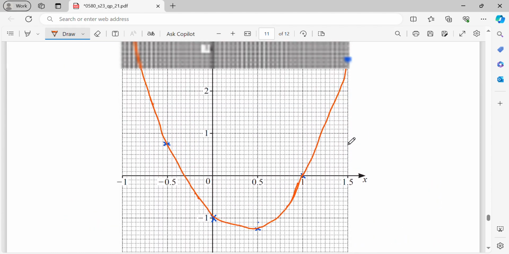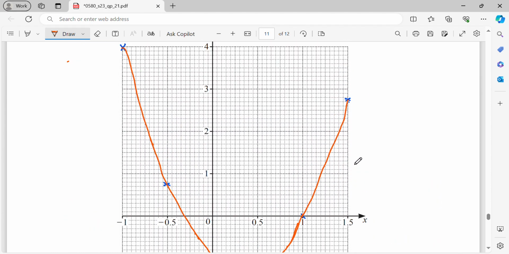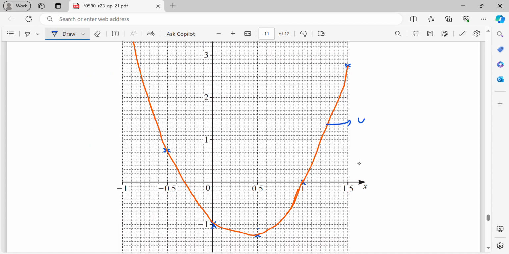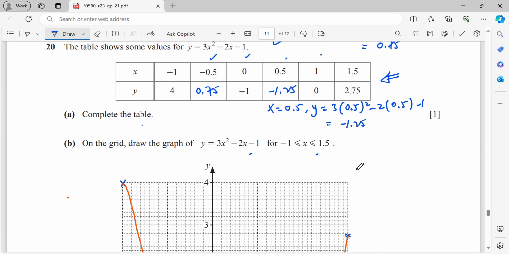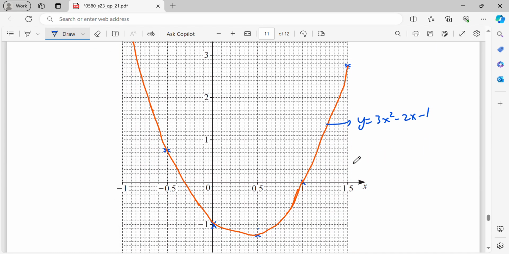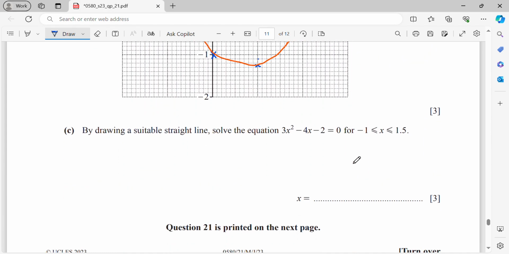Okay, so this is the graph. Right? So label the graph: y equals 3x squared minus 2x minus 1. That's the graph. Now, by drawing a suitable straight line, solve the equation 3x squared minus 4x minus 2 equals 0. The x is from minus 1 to 1.5.